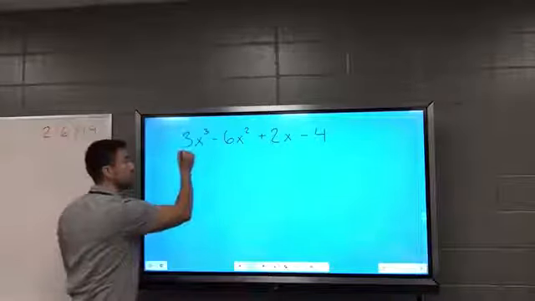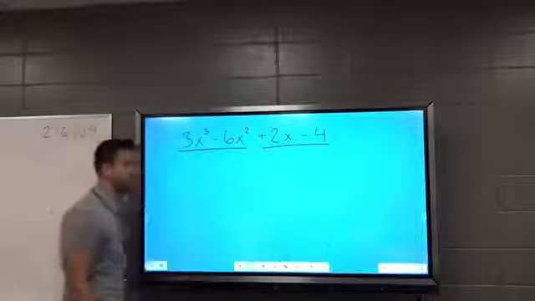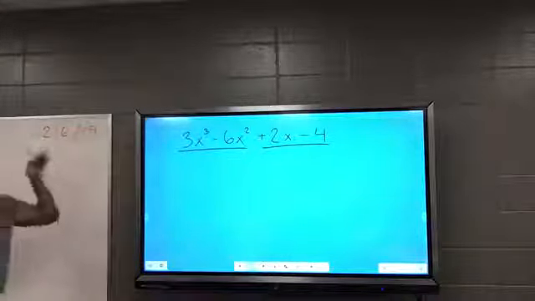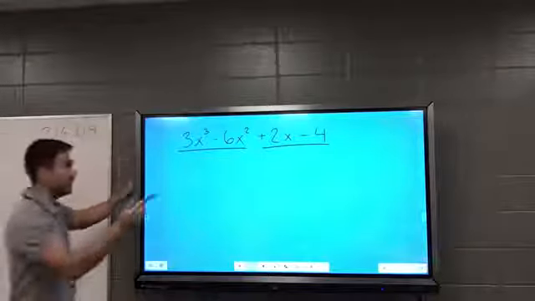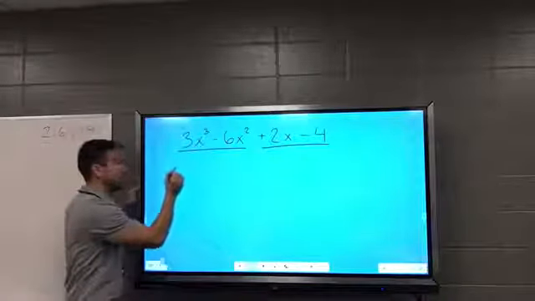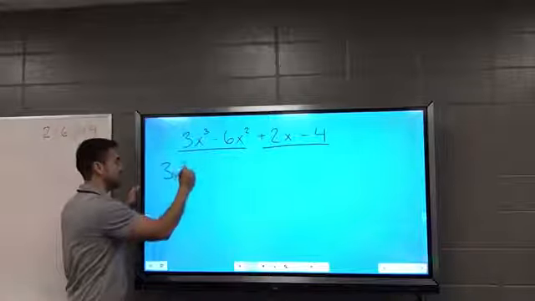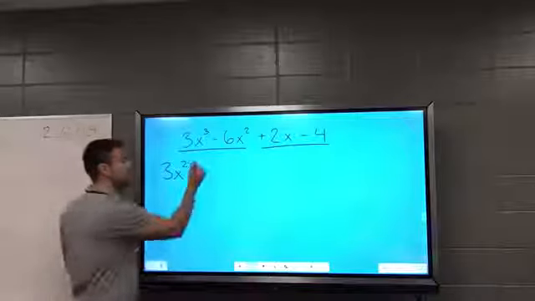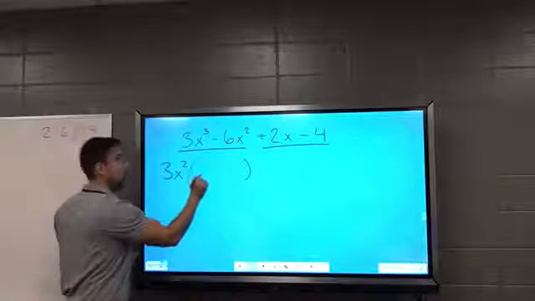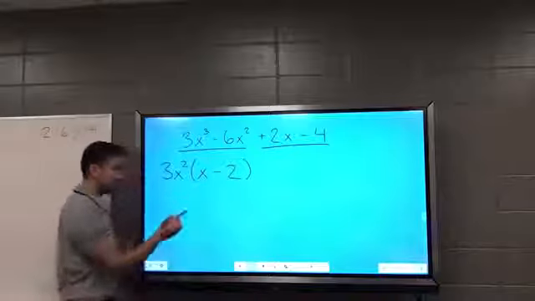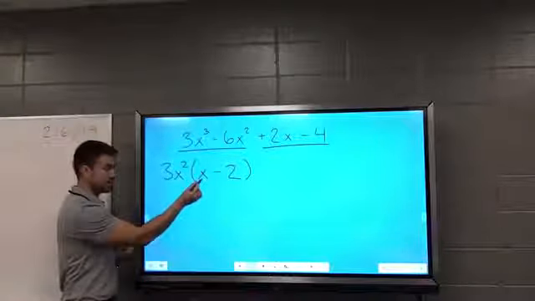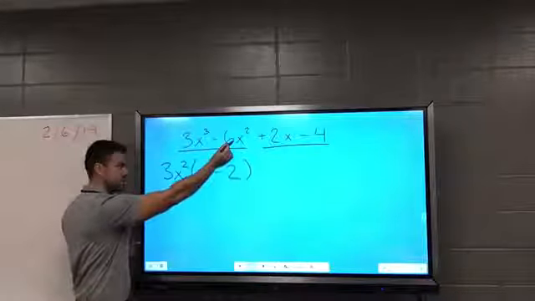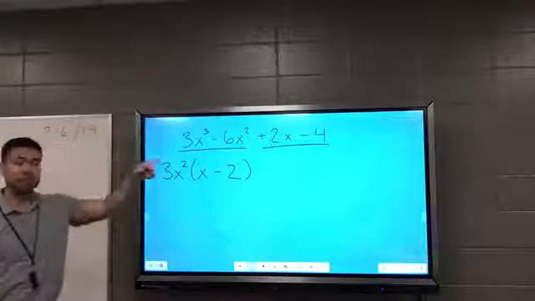So what we're going to do is factor by grouping. Just group the first 2, group the second 2, and let's see if we can come up with a GCF. That's when you have 4 or more terms. What's the GCF of these 2? 3x squared. Good. And what was left in parentheses? X minus 2. To check it again, 3x squared times x is 3x cubed, and 3x squared times negative 2 is negative 6x squared. So that works. What's the GCF of the next 2?